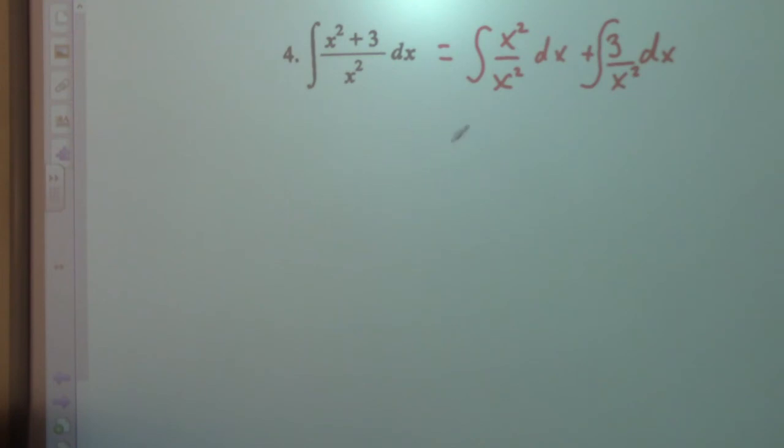Yeah. So what we get here, when we simplify, x squared over x squared will cancel each other. So we have the integral of dx plus 3 times the integral of x squared, or x to the negative 2 power dx. Does that look right? And so now what we do is we take the integral of dx, which is going to be what?